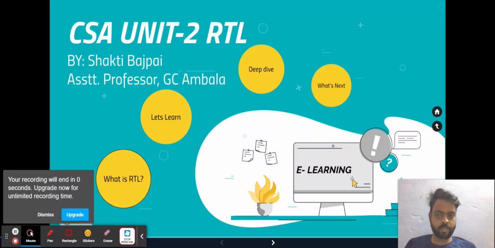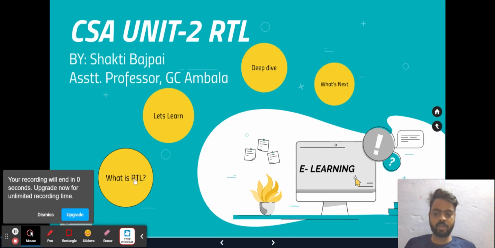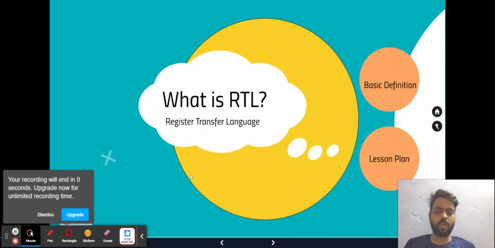I am working as an assistant professor in Government PG College Ambala and I'll be teaching you computer system architecture in this session. So we will start with unit 2 first, because unit 2 contains the basic building blocks of the subject, and you should be aware of those terminologies before starting with unit 1 and the rest of the units. So in unit 2, the very first topic is what is register transfer language. So we are going to start with the same.